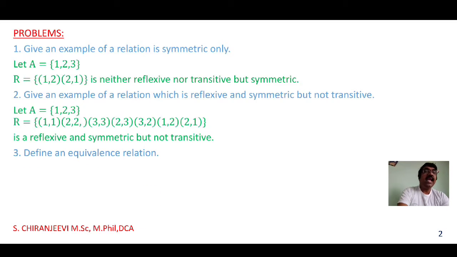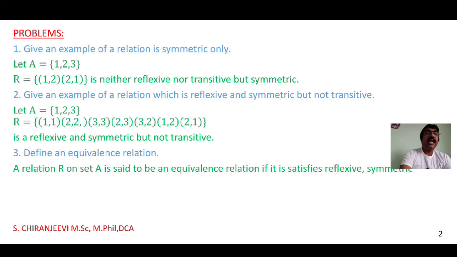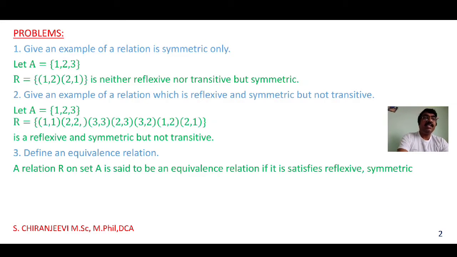Third one, define an equivalence relation. A relation capital R on set capital A is said to be an equivalence relation if it satisfies reflexive, symmetric and transitive relations. So here, if it satisfies reflexive, which is (a, a), symmetric, (a, b) and (b, a) need to be in the relation, transitive, (a, b) and (b, c), then (a, c) needs to be in the relation, then we call it an equivalence relation.